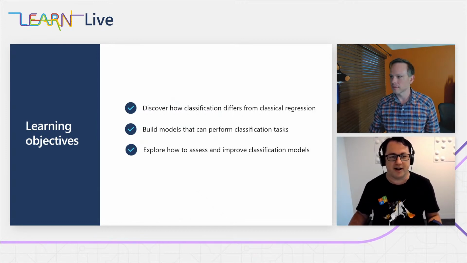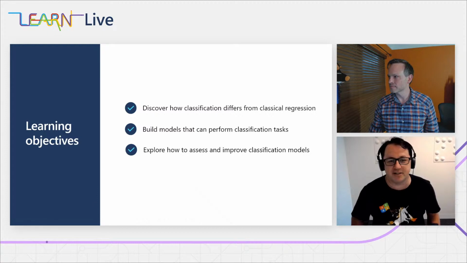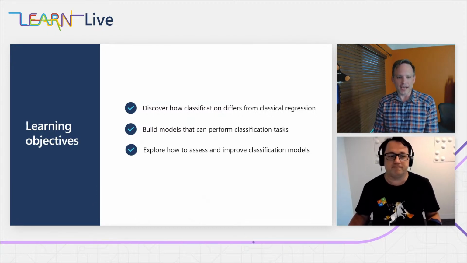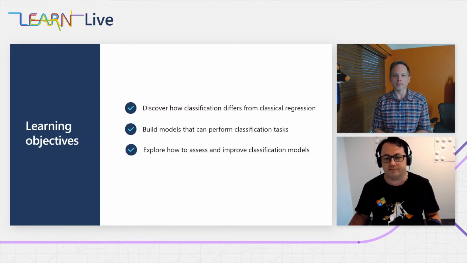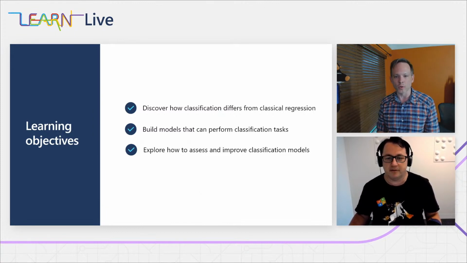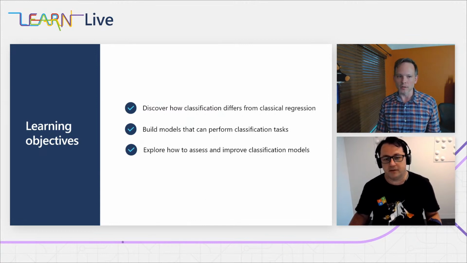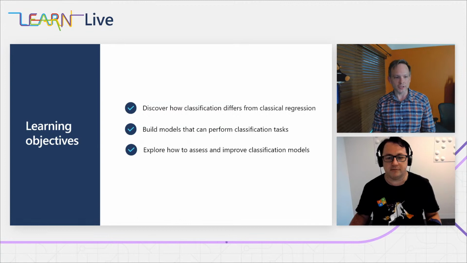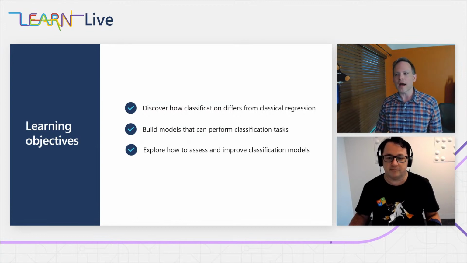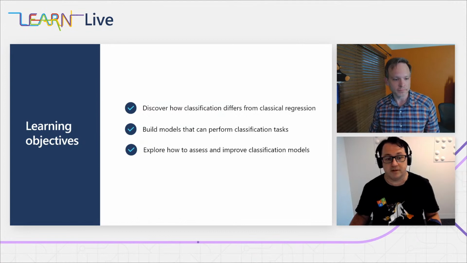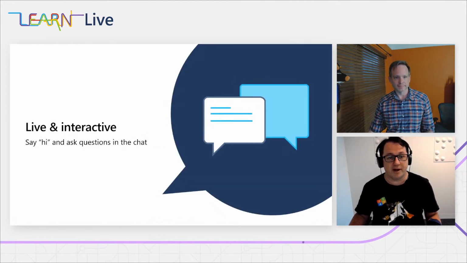What are our learning objectives for today's session, Jason? Today we're going to learn about classification models and how they differ from the regression models that we've been working on for most of our episodes so far. We're going to build models that will do the classification, and we'll learn how to improve them and how to judge them. In other words, how to run through tests, see how well they're doing, and improve them during the training process as well.